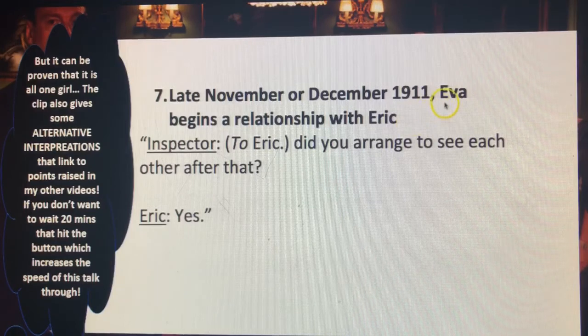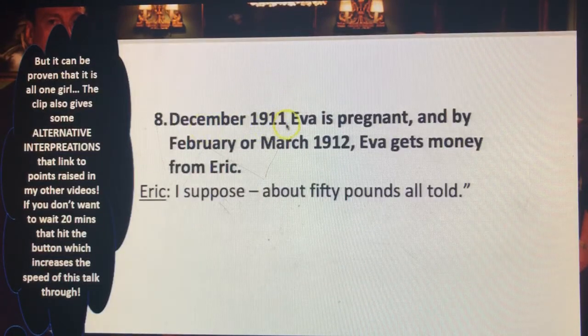And more importantly, she doesn't wait until she's given birth to do that. She wants to kill her baby as well. Why? Because it is Eric's baby, and he is the person who's raped her, and therefore she cannot bear the fact of this child coming into the world. It's horrific. Now, Priestley never spells this out to us. He demands that we use our inference and intelligence to work this out for ourselves. So we know Eva is pregnant in December, and we know that by February or March 1912, Eva gets money from Eric, and he confesses it's about £50 all told.